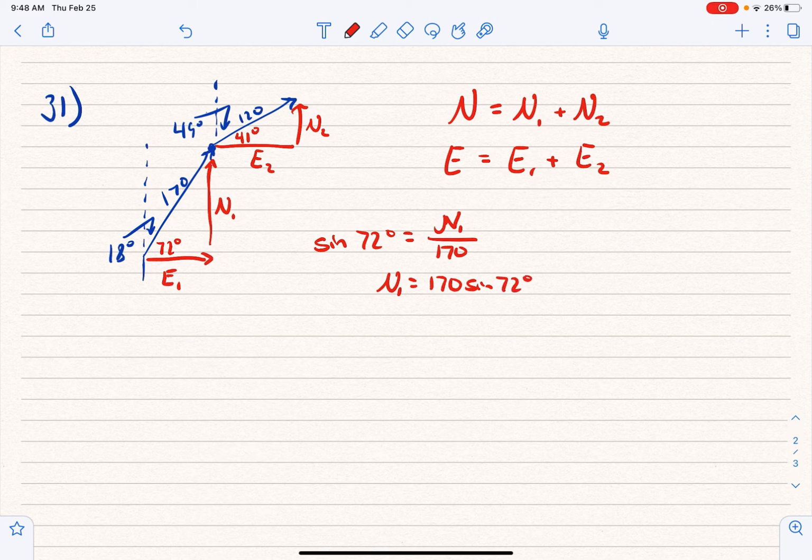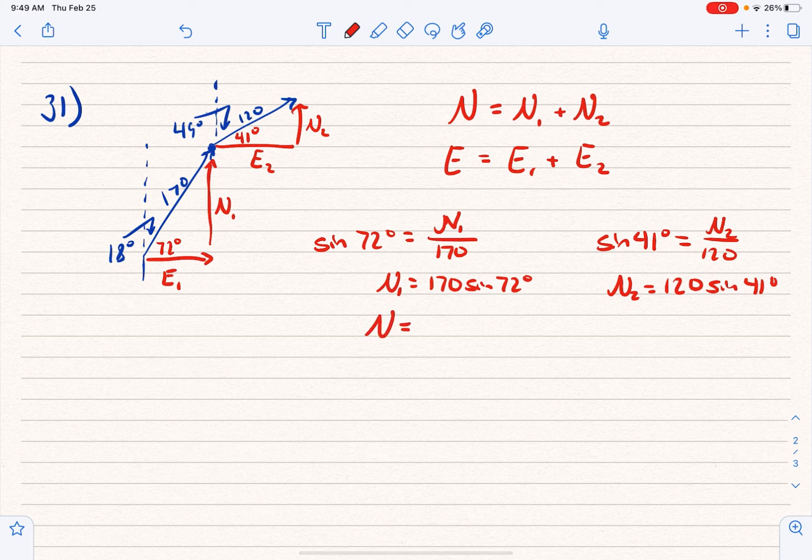And then in the second triangle, I know that sine of 41 degrees is going to be equal to north 2 over 120. So therefore, north 2 is equal to 120 times the sine of 41 degrees. So therefore, the total distance north, because we know it's north 1 plus north 2, is equal to 170 times the sine of 72 degrees plus 120 times the sine of 41 degrees.